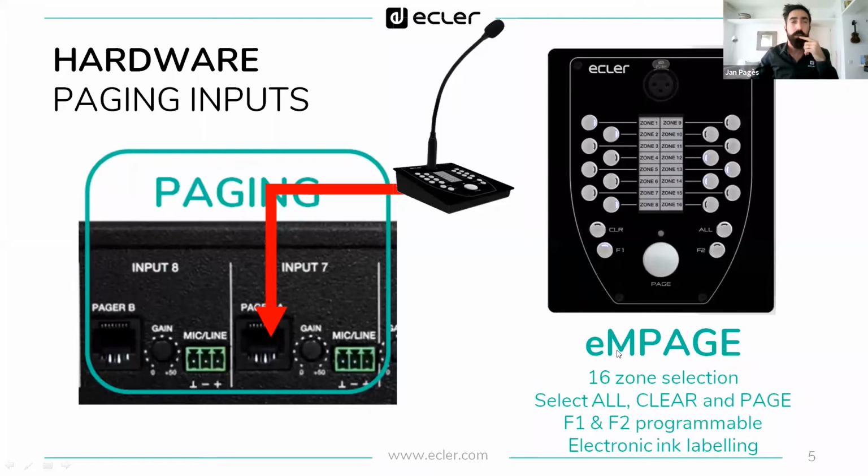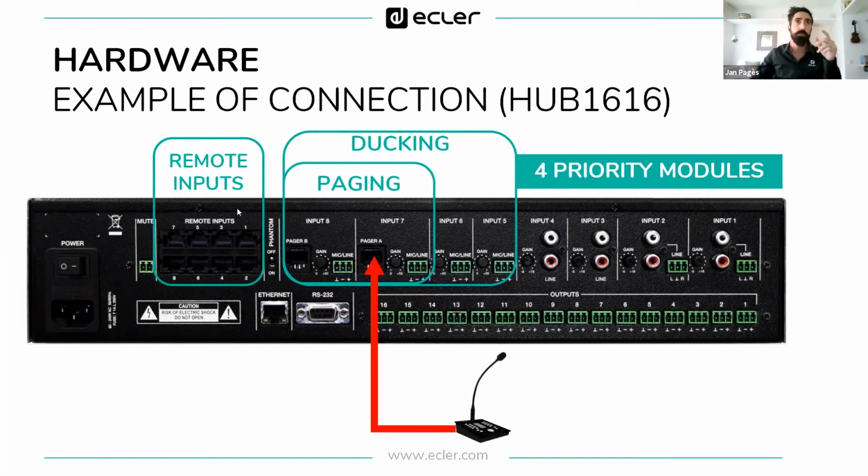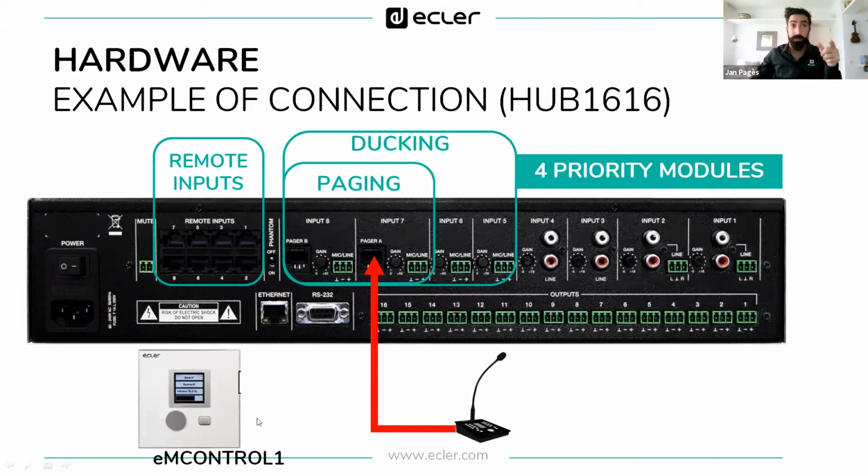This is the pager we are using, the EM-Page. We'll connect it to input 7 or 8 in the Hub 1616. Other important things are to locate the local inputs and the remote inputs, which we separate. Here on the left side of the screen, we have the paging inputs and the remote inputs. What do we connect in the remote inputs? Control of volumes or selection and tone control through this wall panel, the EM control 1, the one compatible with the hub series.